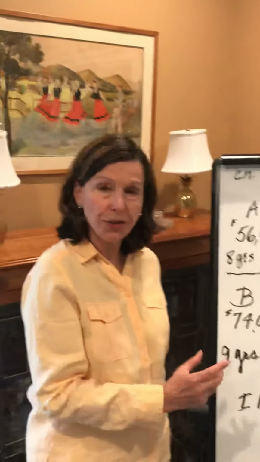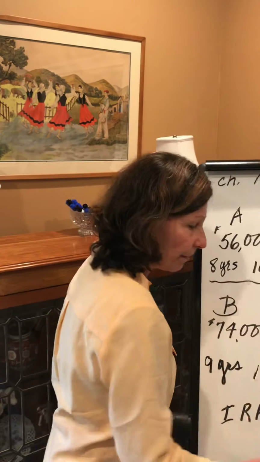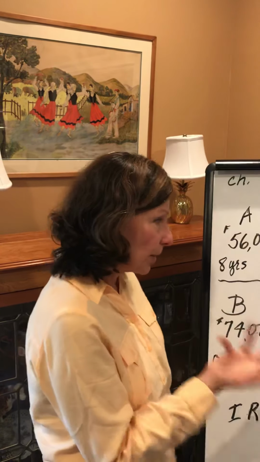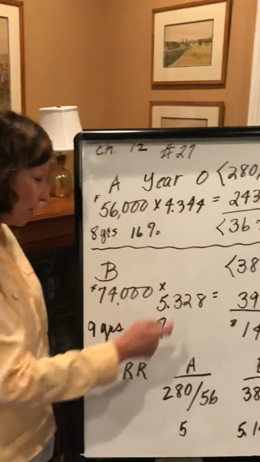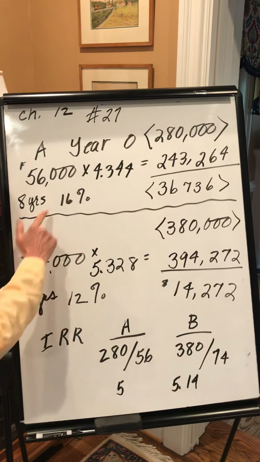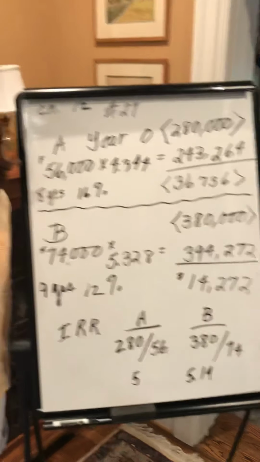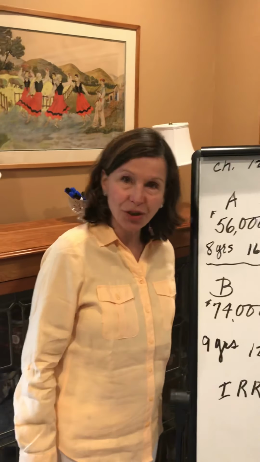So we're going to just find the two columns where these numbers fit. So again, we're solving for the percentage. We know the actual number of years, so we're looking for the percent. And that's how we calculate internal rate of return.